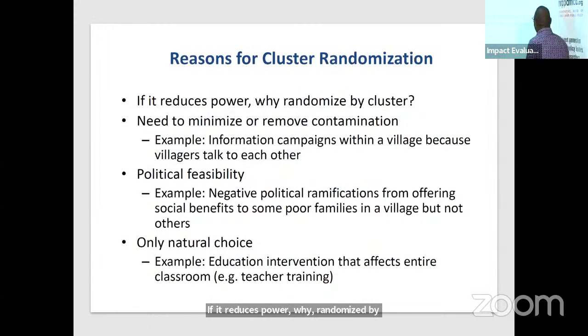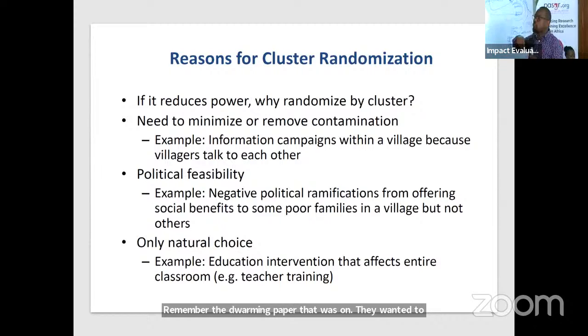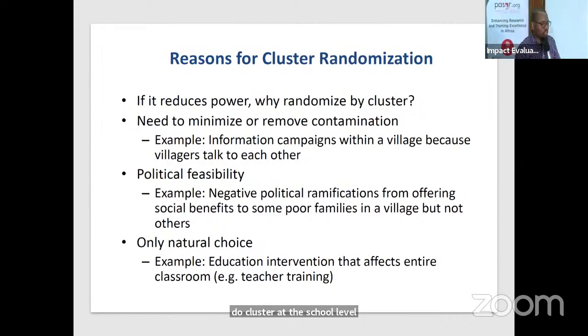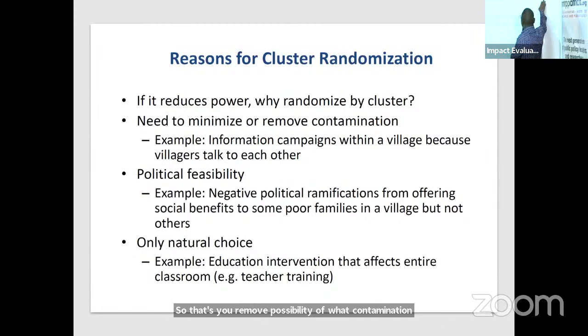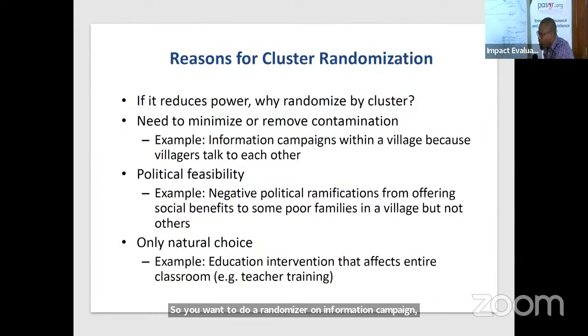So the reason why we would cluster, one is to minimize or remove what? Contamination. Remember the deworming paper that was done in Busia? They wanted to do cluster at the school level so that you remove the possibility of what? Contamination or spillovers. Information campaigns within a village, because villagers talk to each other. So you want to do a randomization on an information campaign, and you want to do this in the village. You want to do individual randomization.